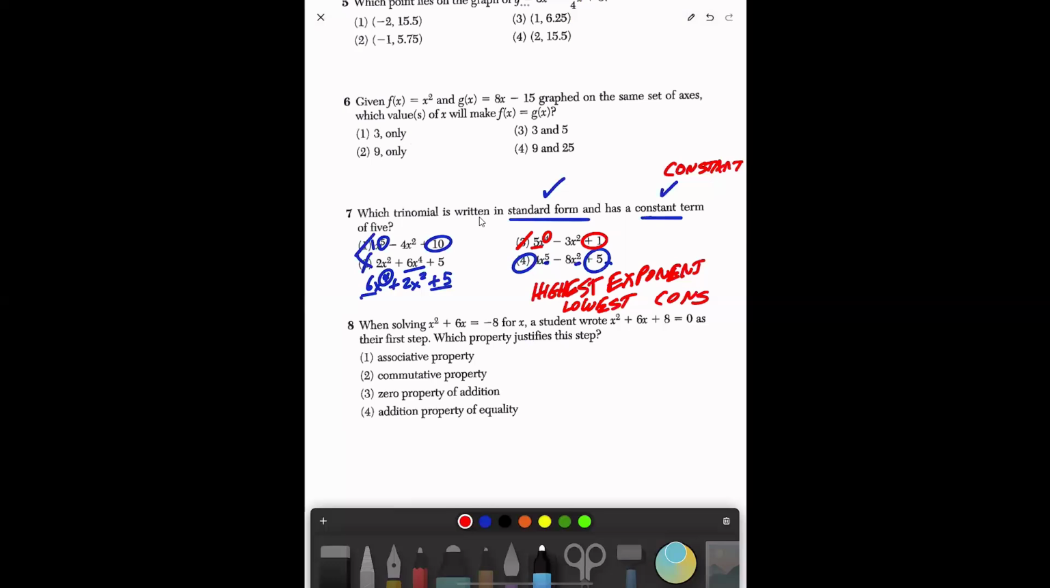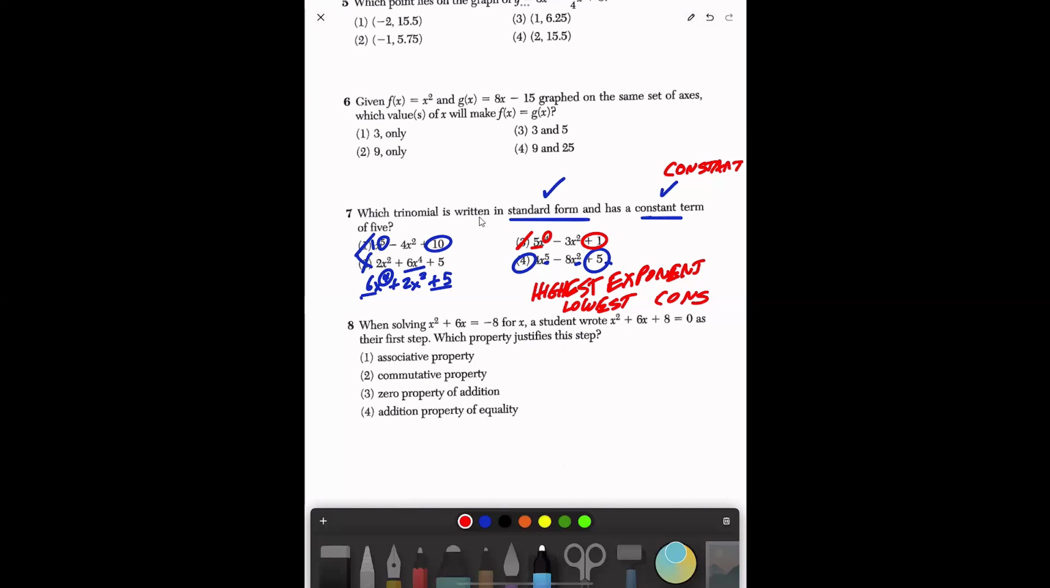The way I like to think about it is basically, when you have brothers and sisters, the oldest one goes first, the second oldest goes second, all the way down to the baby. The constant is always the baby. It will always be the last one. And the highest exponent is the oldest. The one with the highest exponent goes first. That's the way it is, for better or for worse.